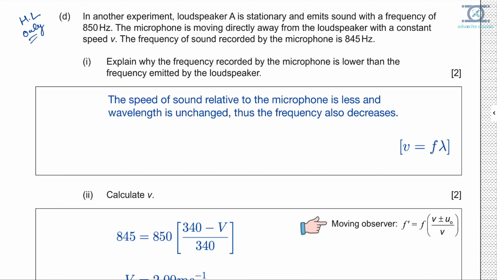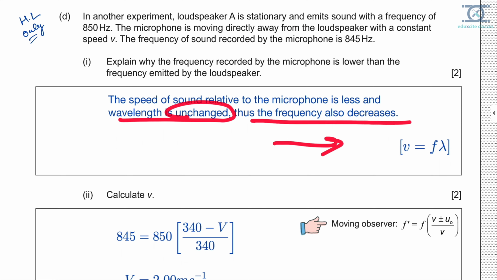Now this is a question of the Doppler effect, where the frequency observed changes with respect to the original frequency, or the frequency of the source, due to relative motion between the source and the observer. Explain why the frequency recorded by the microphone is lower than the frequency emitted by the loudspeaker. So we know that the speed of sound relative to the microphone is less because it is moving away. So the wavelength is unchanged, thus frequency also decreases.